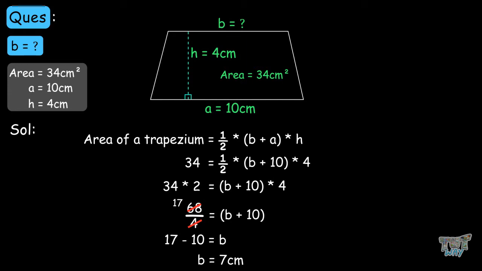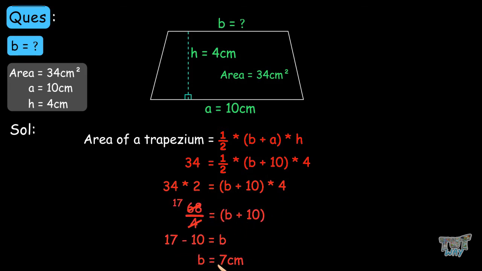I repeat, in any trapezium, the formula for finding the area is half multiplied by b plus a times h. And the height is the distance between the two parallel sides. Whenever you are given any three values out of the 4, you can find the fourth value. Like in this question, we have been given 3 values: the height, the length of one of its parallel sides, and finally the area. So we put these three values in to finally get the fourth value.